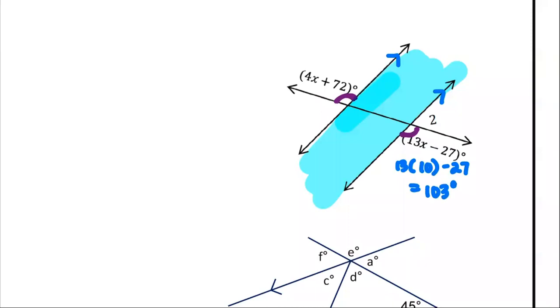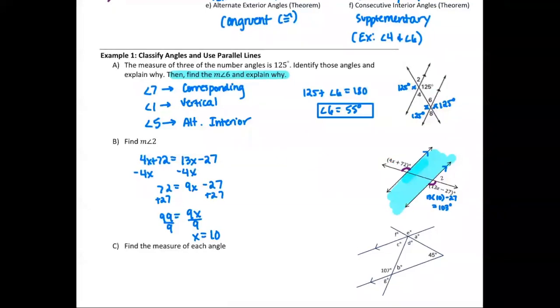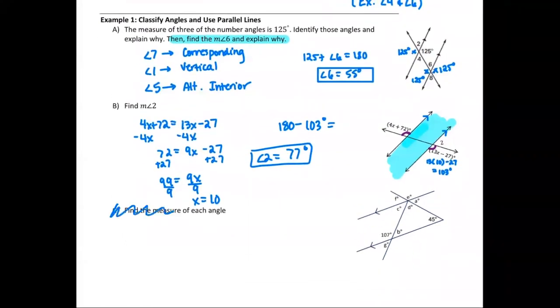Now, that's still not answering the question of what is the measure of angle 2. But here's what I do know. Angle 2 and this angle form an entirely straight line. They are supplementary with each other. So if I take 180 minus whatever we got for 13x minus 27, which was 103 degrees, if I subtract those, we have found the measure for angle 2, which is going to equal 77 degrees.